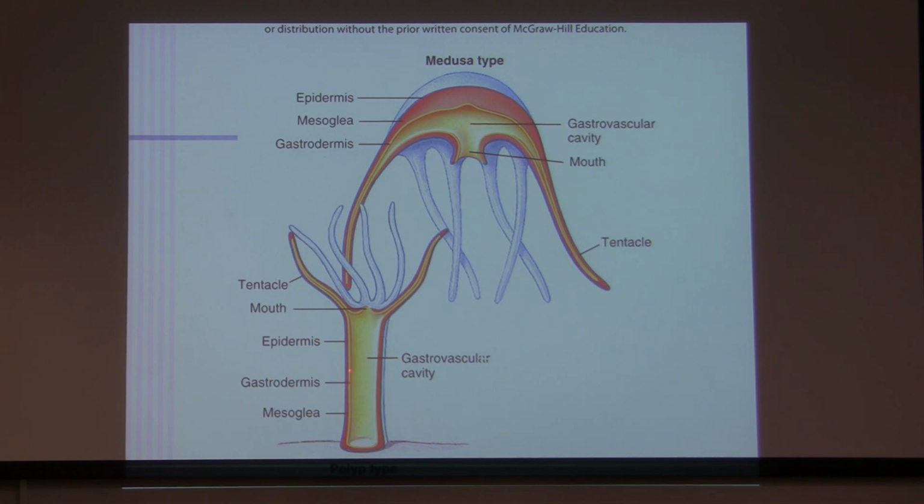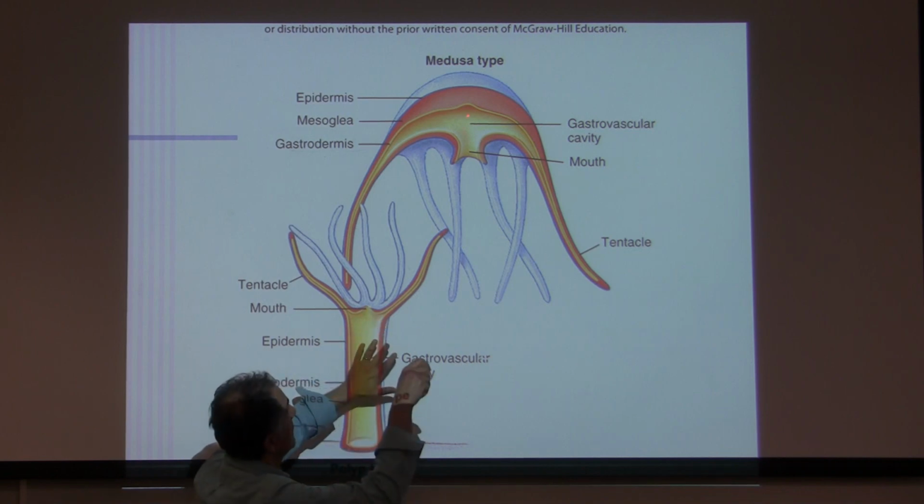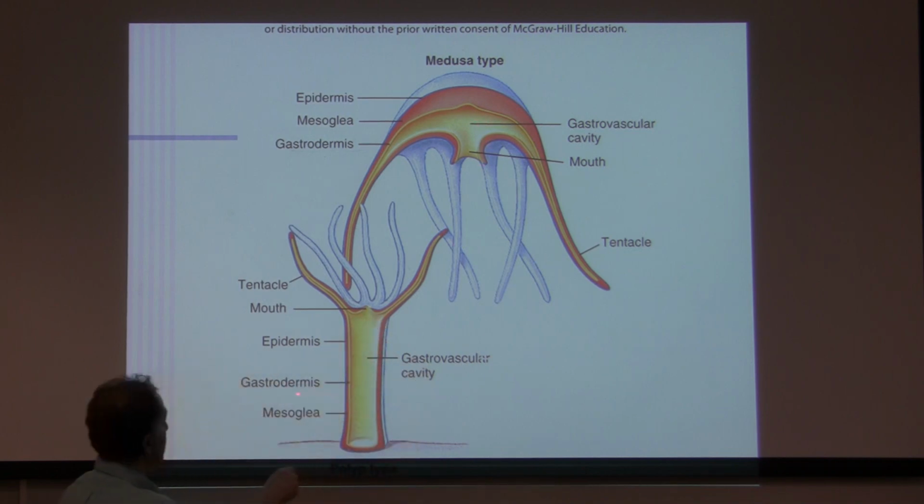Again, the gastrodermis in these animals is a little bit thicker. Gastrovascular, sorry, I'm getting confused now. The gastrovascular cavity in the medusa stage is bigger, thicker, but the gastrodermis should be almost the same. Okay, I talked about all of this. The tentacles right here, tentacles, mouth here. There is no anus.